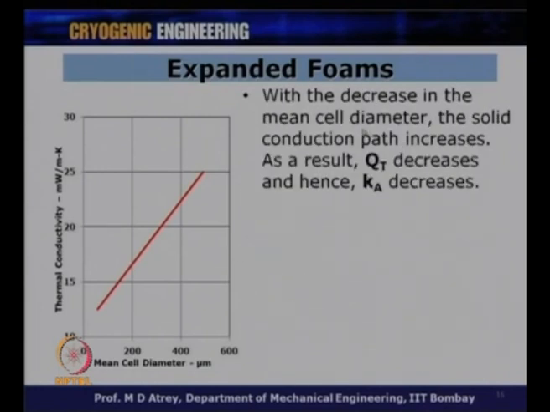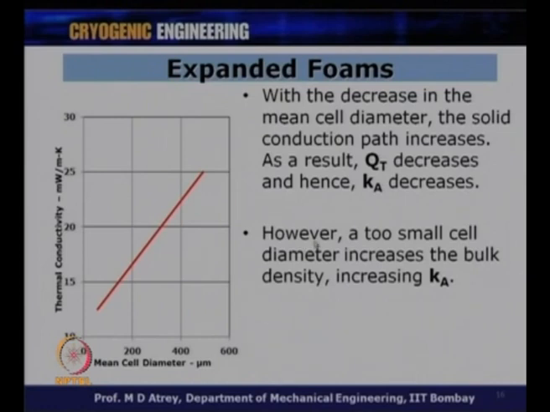With the decrease in the mean cell diameter, the solid conduction path increases. If I make smaller and smaller cells, the path of solid conduction will start increasing, because the solid conduction would happen through the cells, and if I make smaller and smaller cells, this length will start increasing, as a result of which the conduction path increases, and therefore Qt due to conduction will definitely decrease and Qt overall will decrease, and hence once Qt decreases, we say that Ka, the apparent thermal conductivity, also decreases.